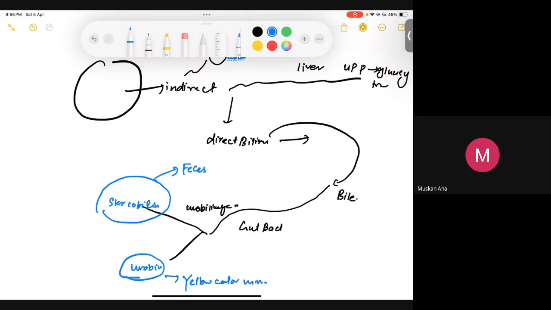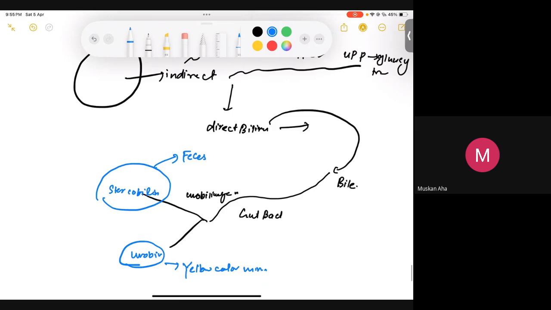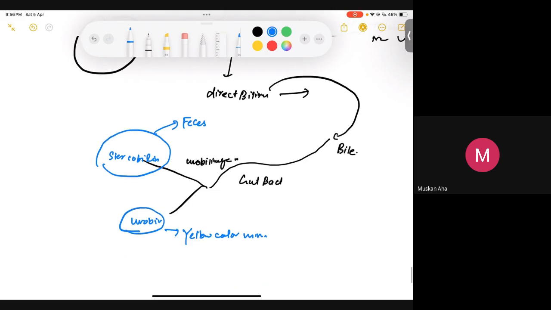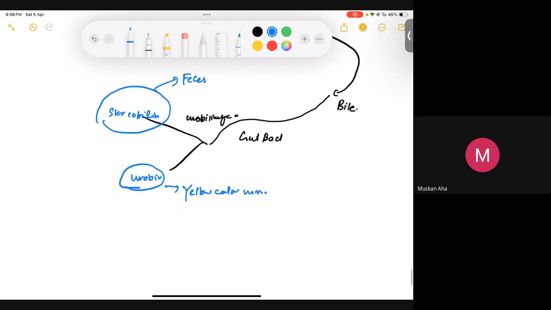What's the need of direct bilirubin? Direct bilirubin is basically water soluble, right? So direct bilirubin is going to be released into bile. And once this bilirubin comes in contact with your gut bacterial flora, it's going to be converted into urobilinogen. Urobilinogen into more reduced form, stercobilin, giving brown color of feces. Less reduced form, urobilin, giving yellow color of urine. Is that clear? Okay, perfect, right?